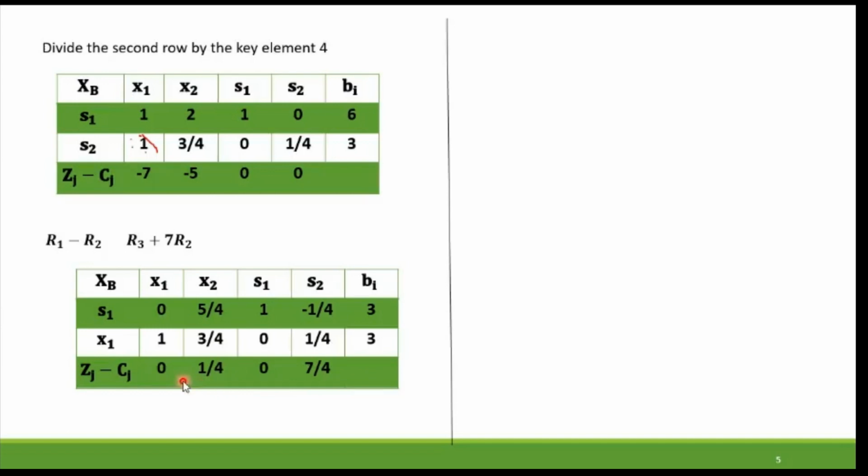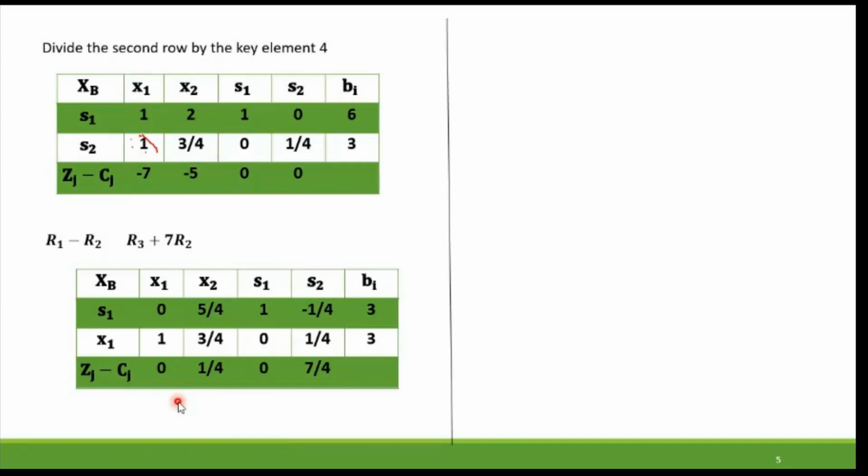Now, if you see now Zj minus Cj, all the elements of Zj minus Cj's are either 0 or positive. Since all Zj minus Cj's are greater than or equal to 0, we can say that we have reached the final table. Now we have to write the solution from this table.